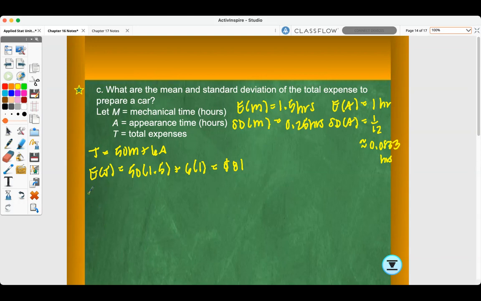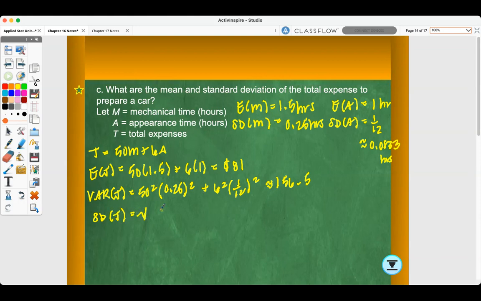The standard deviation, I would first have to find the variance of my total expenses, which would be 50 squared, because that's how much it would cost, times the standard deviation of the mechanical time, which would be 0.25, and you would square that, plus 6, the cost, times 1/12 squared. And that's about 156.5. To find my standard deviation, I would just have to square root that, and that would be about $12.51.